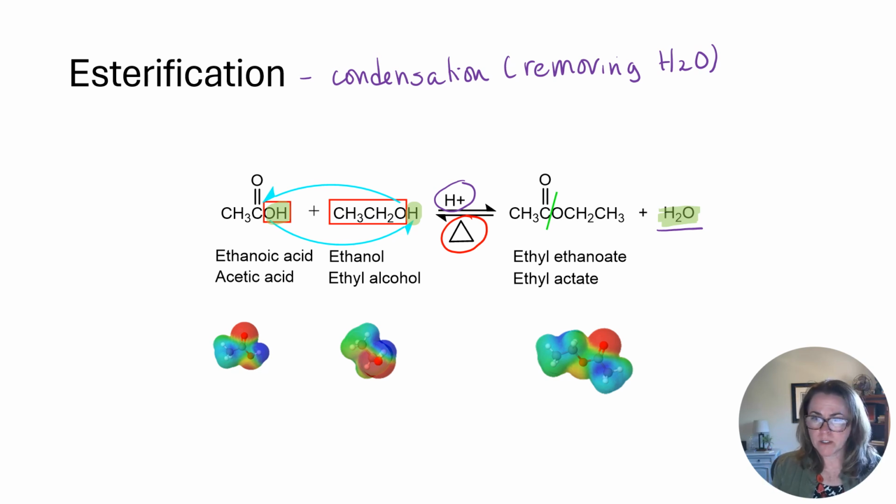The other thing I wanted to point out is that notice that this system exists at equilibrium. So in order for us, if we wanted to produce a good amount of this ester, we would have to remove some of the ester to push that reaction towards the products, or we would have to continue to add more alcohol to continue to push the reaction towards the products.